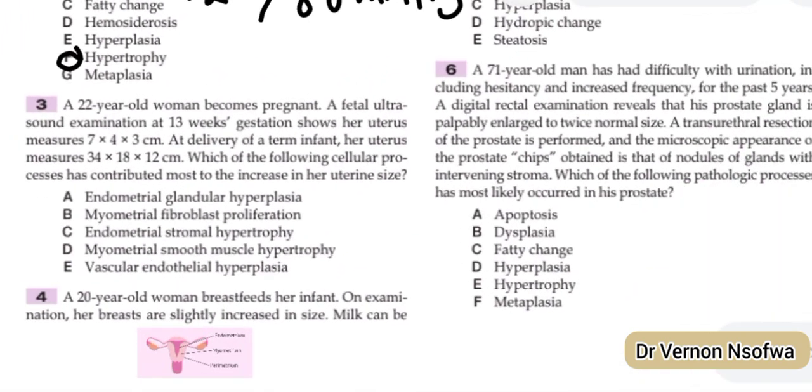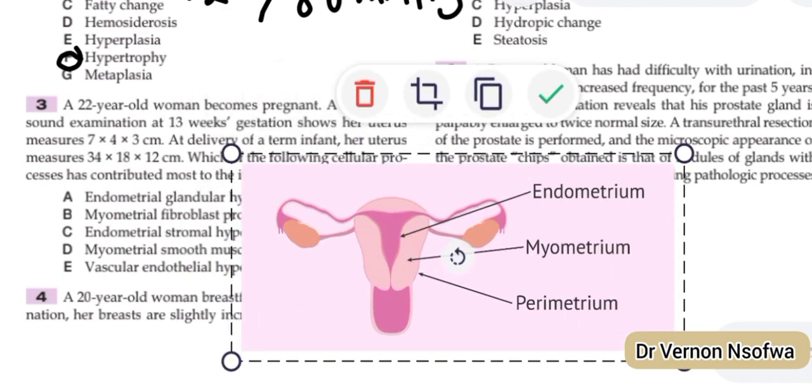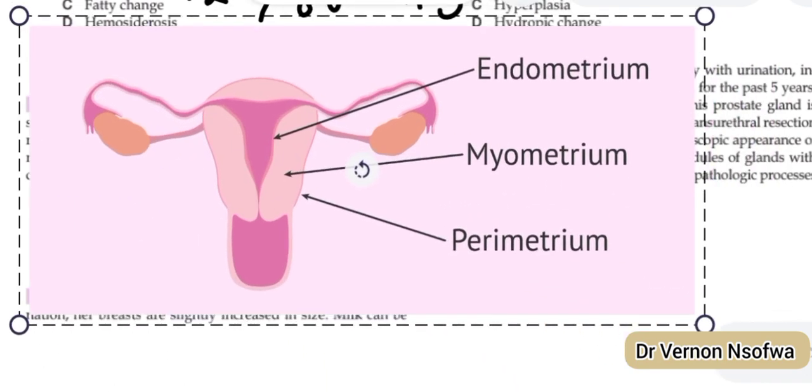Okay, so now we are going to question 3. A 22-year-old woman becomes pregnant. A fetal ultrasound examination at 13 weeks gestation shows her uterus measures 7 by 4 by 3 centimeters. At delivery of a term infant, her uterus measures 34 by 18 by 12 centimeters. Which of the following cellular processes has contributed most to the increase in her uterine size? Okay, so we can look at this diagram that we have here. Let's look at this.